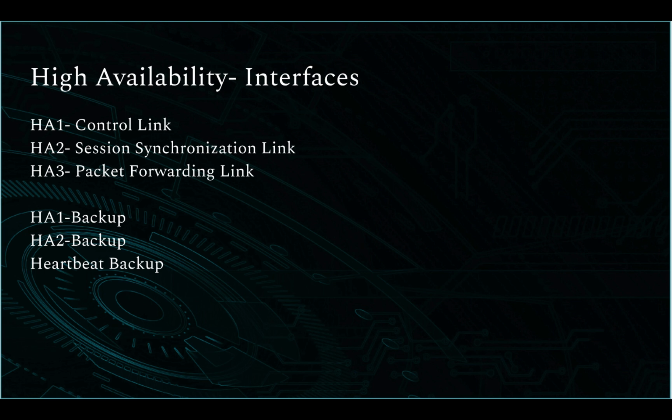Now, for each of these interfaces, because they're so important, primarily HA1 and HA2, we have backups for those. So that will be our HA1 backup and our HA2 backup. And then we've also got a heartbeat backup. Now, the HA1 link does our heartbeat between our two firewalls. And then the heartbeat backup is a way to make sure that we will continue to see that heartbeat go between the two firewalls should something happen to the HA1 link. This is where we want to avoid what's known as a split brain scenario. And I'll get a little more into that in just a moment.